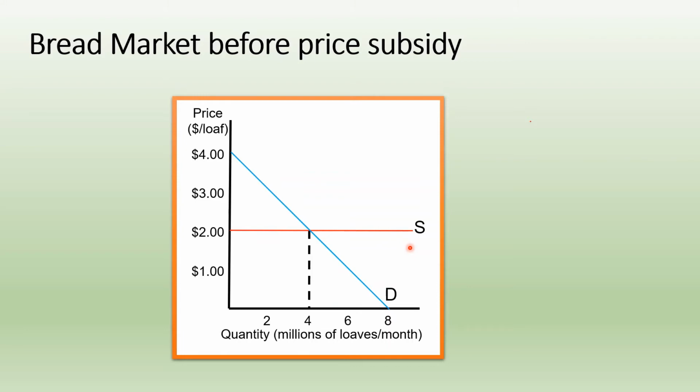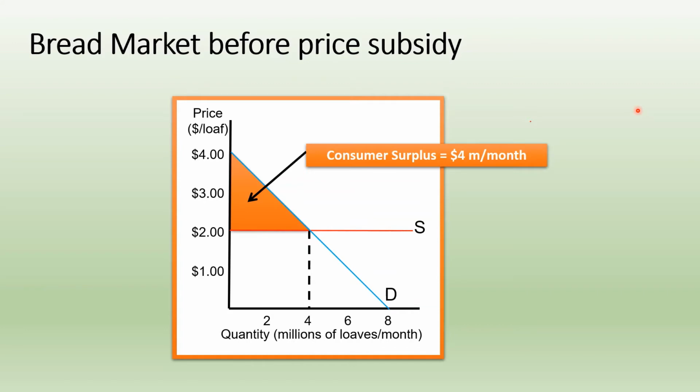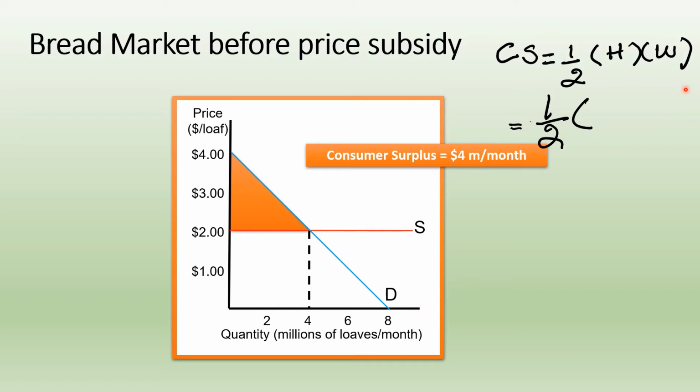So now let us try to calculate the consumer and producer surplus and the total surplus before the subsidy. Before the subsidy, the consumer surplus can be calculated as the area under this demand curve and above this price. This area is equal to the area of this triangle, and it is equal to $4 million per month. Why? Because the height of this triangle is 4 minus 2, which is 2, and the width or base is equal to 4 million loaves of bread. So total consumer surplus is equal to $4 million per month.